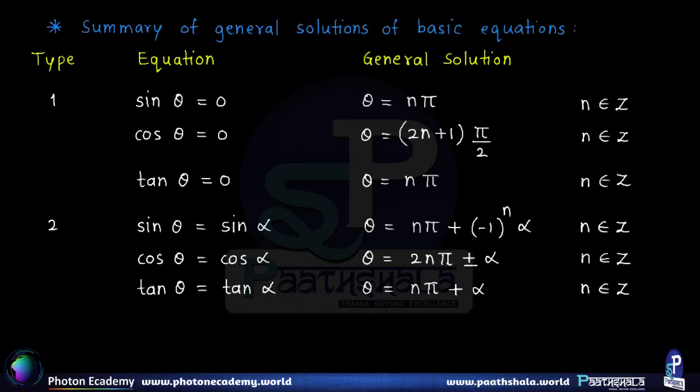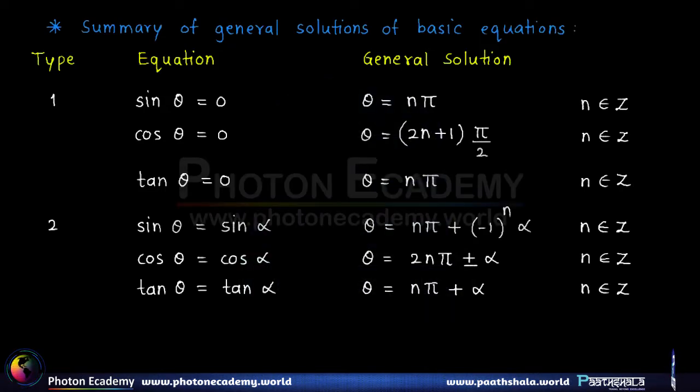So here is the summary of general solutions of all the types of trigonometric equations that we have seen so far. In the first type we have the three ratios equal to 0 and their respective general solution. In the second type, the three ratios are non-zero quantities and their general solutions are also tabulated here. So let's take a moment to look at all the general solutions.